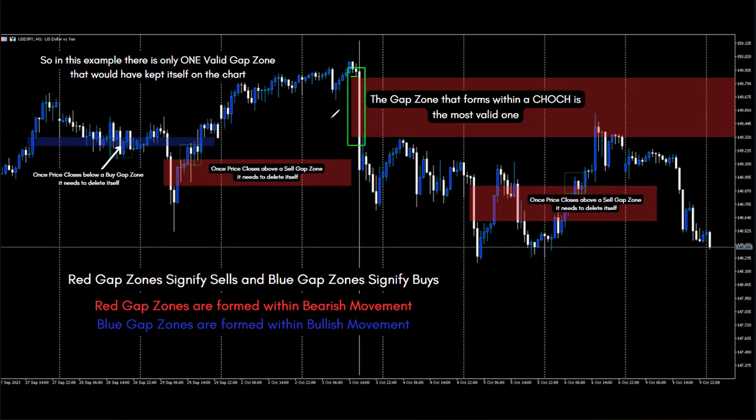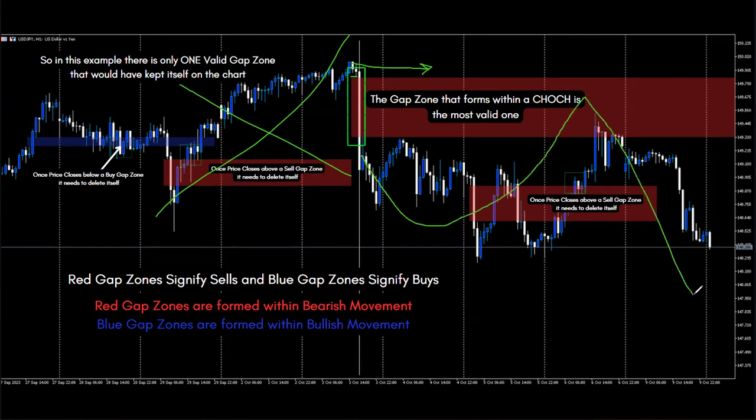And when it left that gap that was there, it took out all of this. That was not necessary anymore. Now we're in present moment, right? Everything happening is in the present moment gap. And the gap zone that forms within the change of character is the most valid one that you're looking for, for price to pull back into and go the same direction of the break.